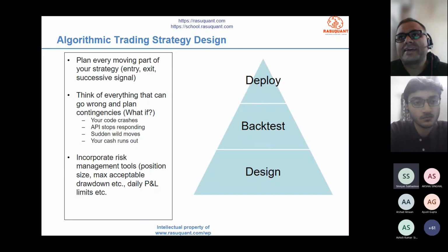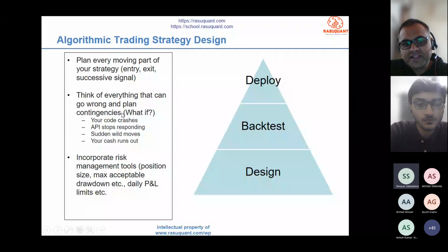Just think like a computer. Think like an exchange, right? If you are helping people trade, what is all the information that you need, right? And what are some of the things that can go wrong? So what if something goes wrong, right? What is your contingency? So what if your code crashes?